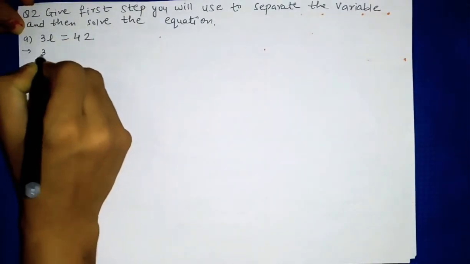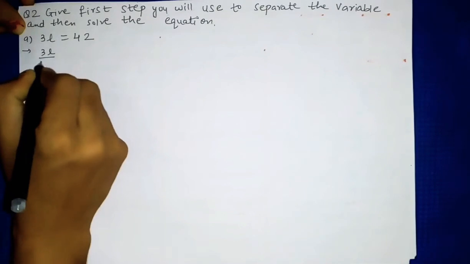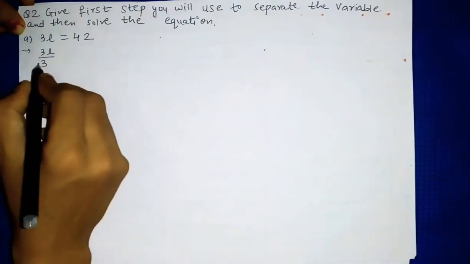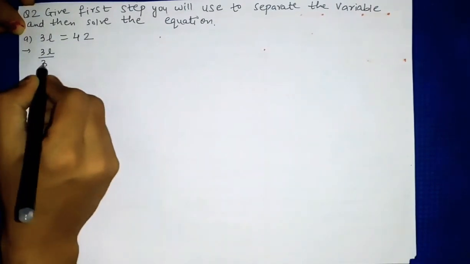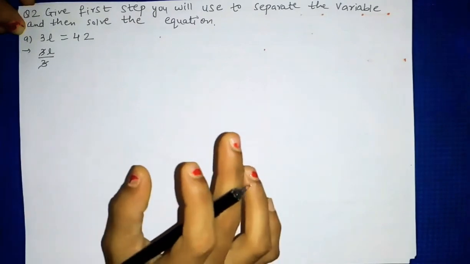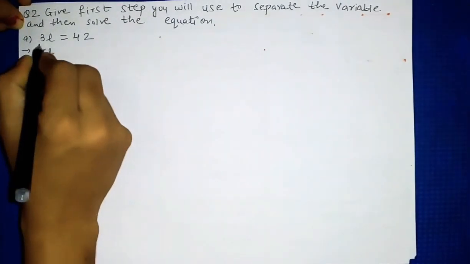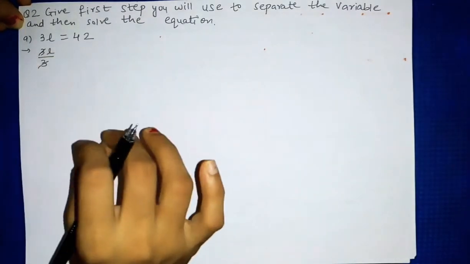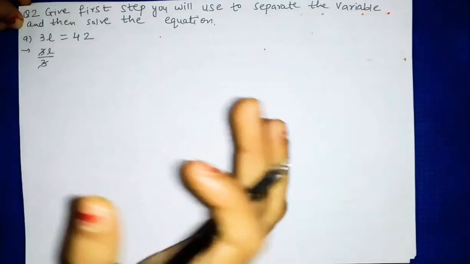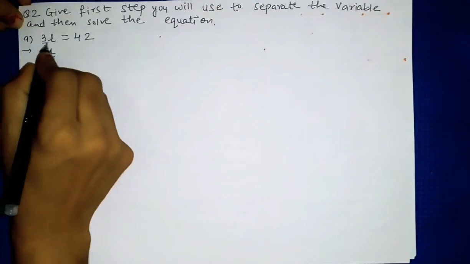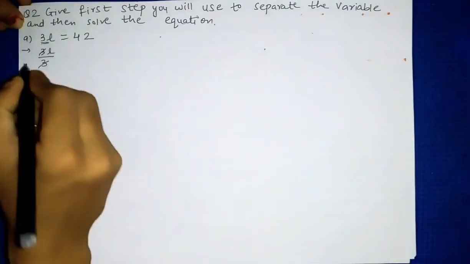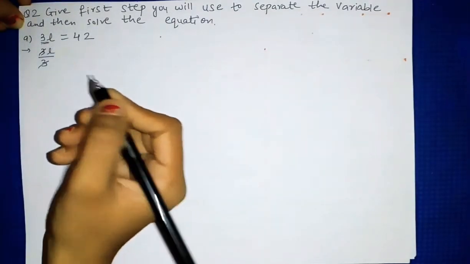So this 3l, okay, if here I write upon 3, then this 3 and 3 will cancel, right? So this 3 is in multiplication. So what do we need to do? We need to divide it. So I told you we will just have to do the opposite of what is given. So this 3l means 3 is in multiplication. So our step will be, we have to do division.